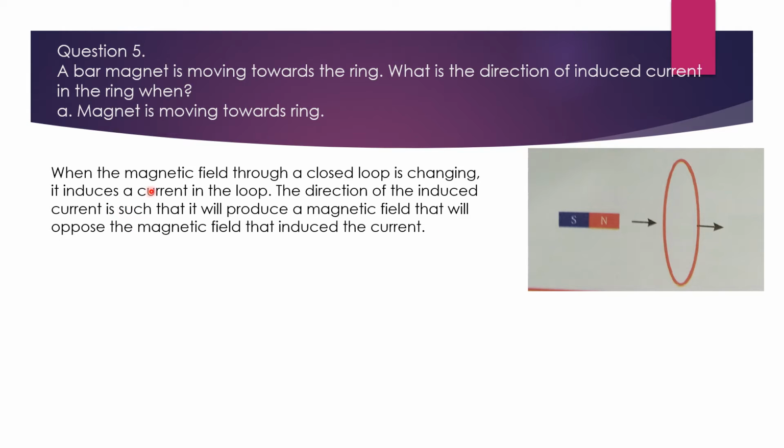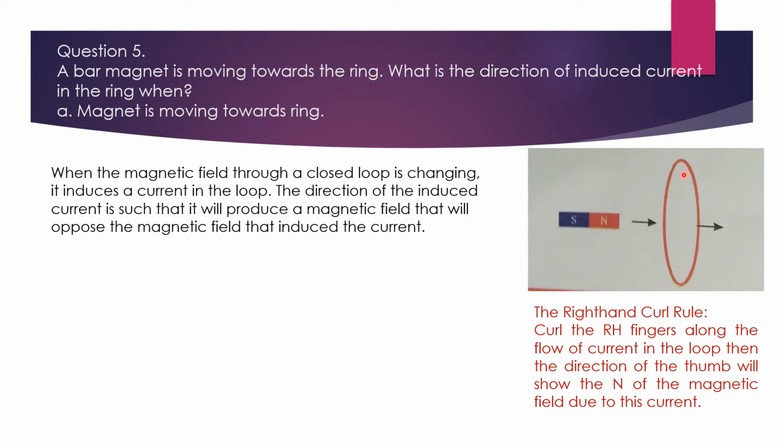When the magnetic field through a closed loop is changing, this is a closed loop, and the bar magnet is moving forward, the magnetic field within the loop is changing. It induces a current in the loop. The direction of the induced current is such that it will produce a magnetic field that will oppose the magnetic field that induced the current. That means the current in the loop will produce a magnetic field that will have a north in this direction so that it opposes the forward motion.